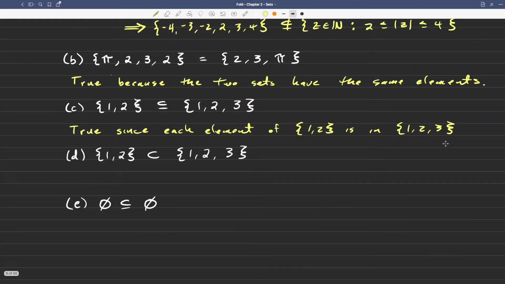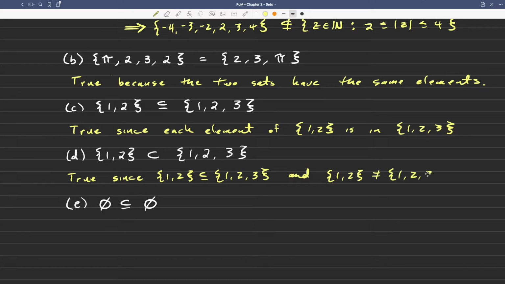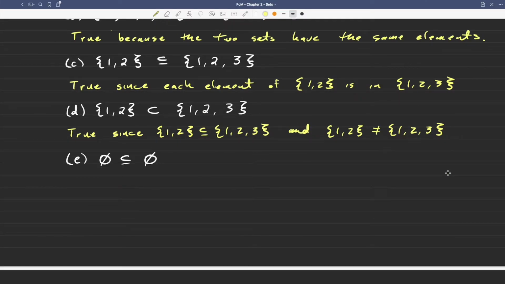Part D, is it true that the set containing 1 and 2 is a proper subset of 1, 2, and 3? Yes, that's true also. It's true since we already established that the set containing 1 and 2 is a subset of 1, 2, 3. And we also can see by inspection that the 2 sets are not equal. They're not equal because the set 1, 2, 3 has an element, in particular 3, that's not contained in the other set. So they don't have the same elements. Part E, is the empty set a subset of the empty set?